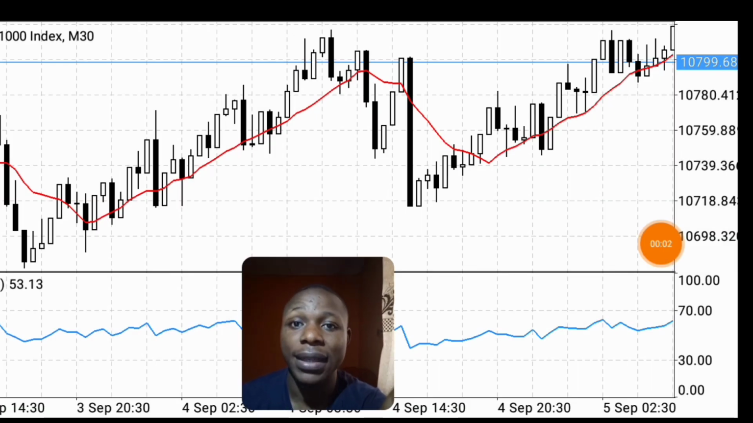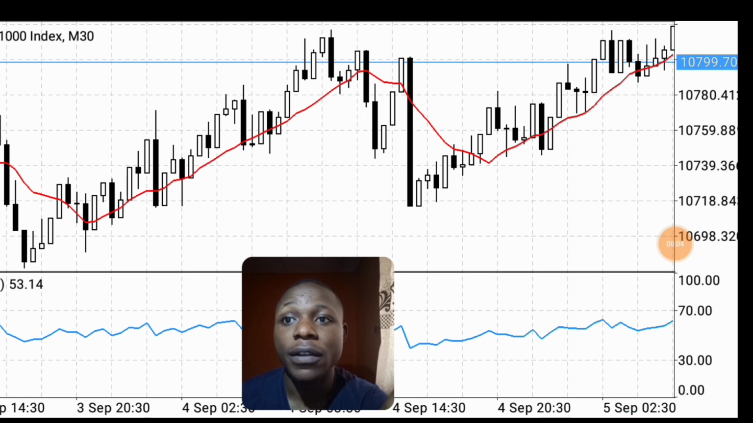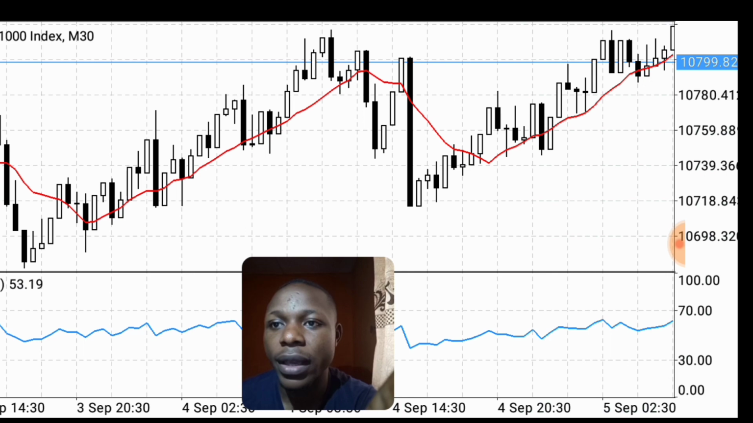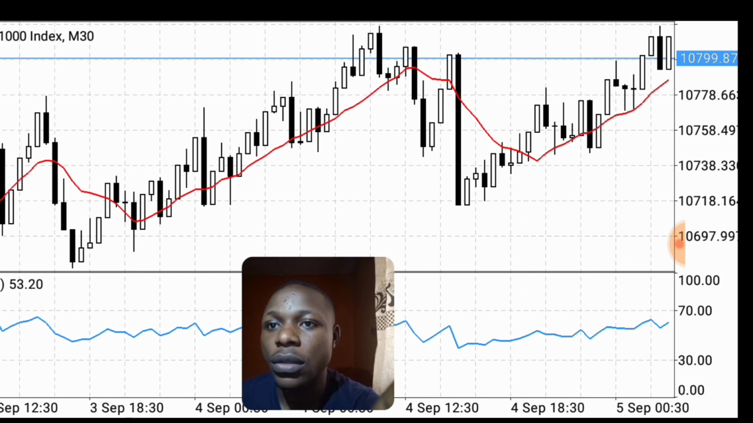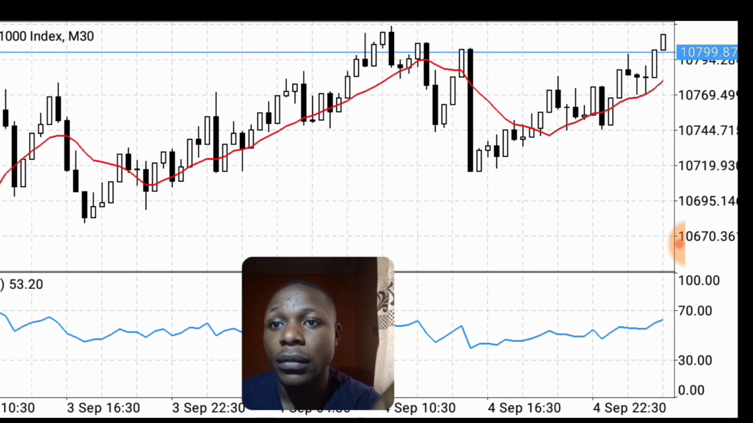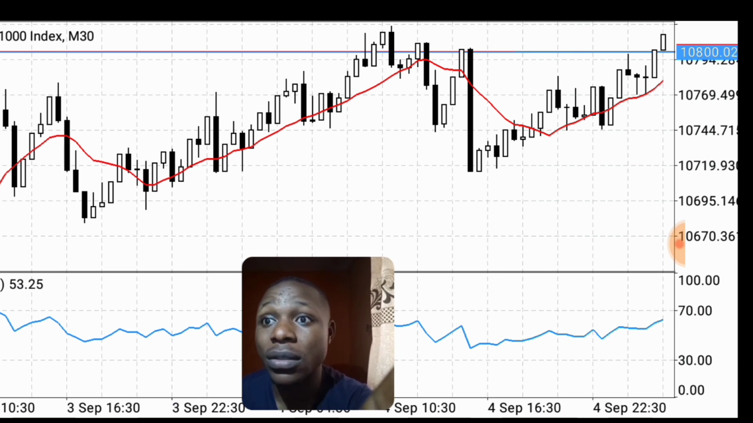Hello everyone. This is the first course, which is Introduction to Boom and Crash Movements. Now look at the chart in front of us here. This is Crash 1000 Index. I know some of you are familiar with the movements already, but this introduction is meant for those who are just newbies in crash and boom.